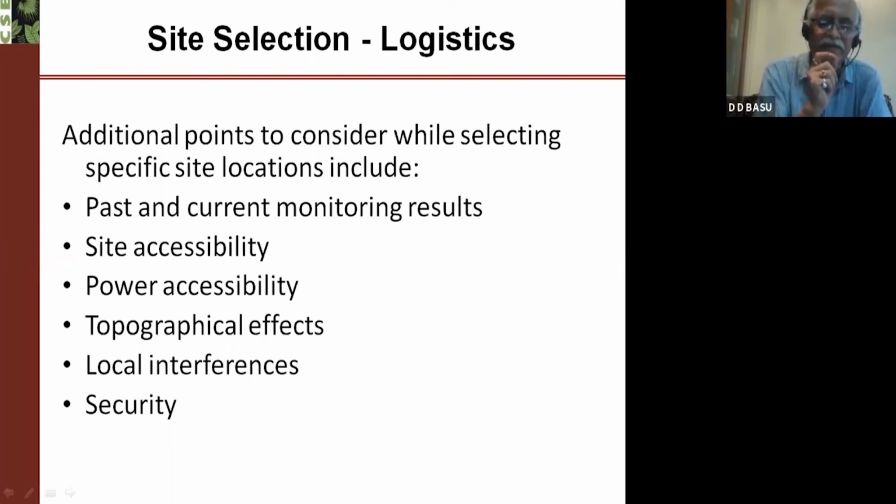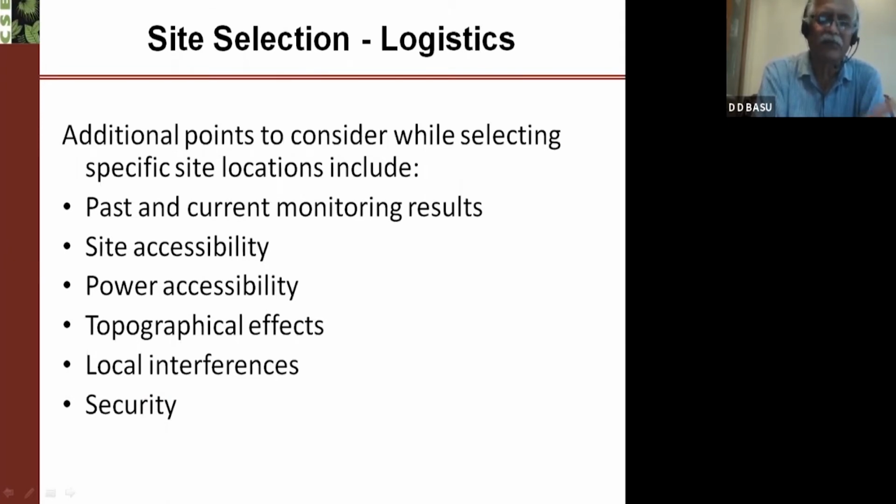Local interferences. I have had a very bad experience with this once. We installed a monitoring station in a university area, and there were some problems with university boys, and that creates local interferences.